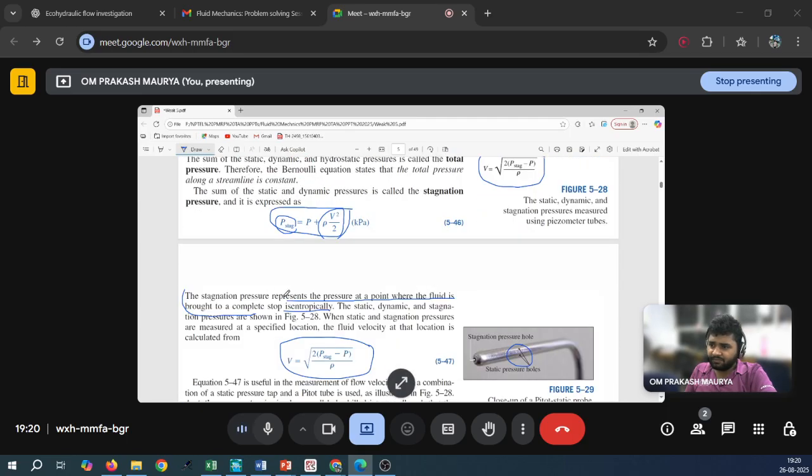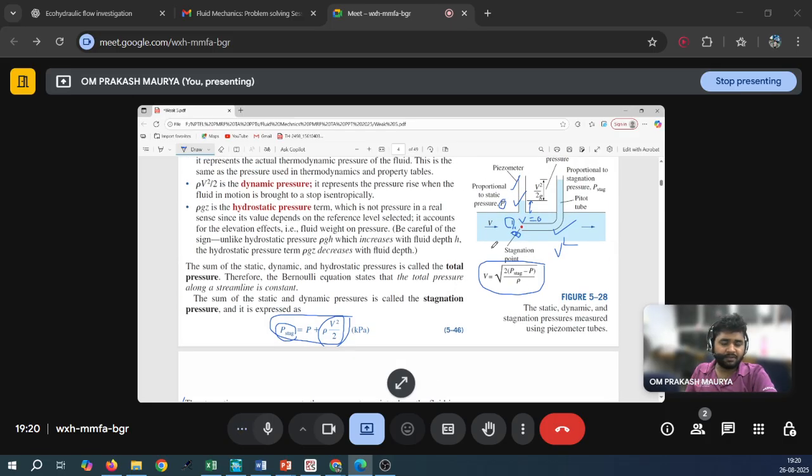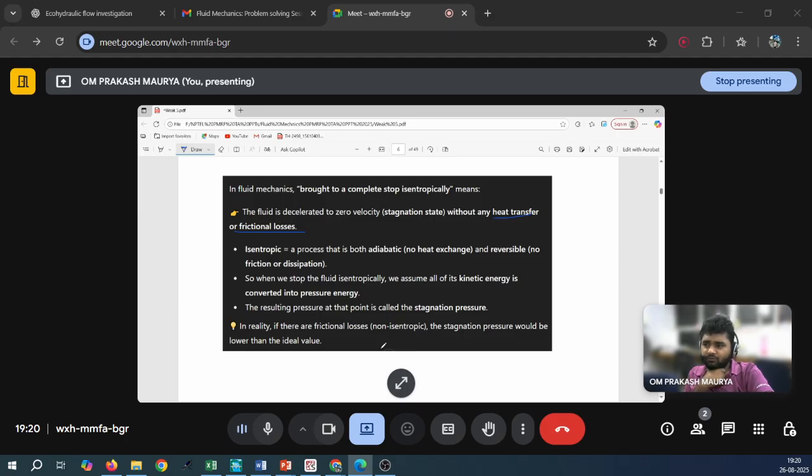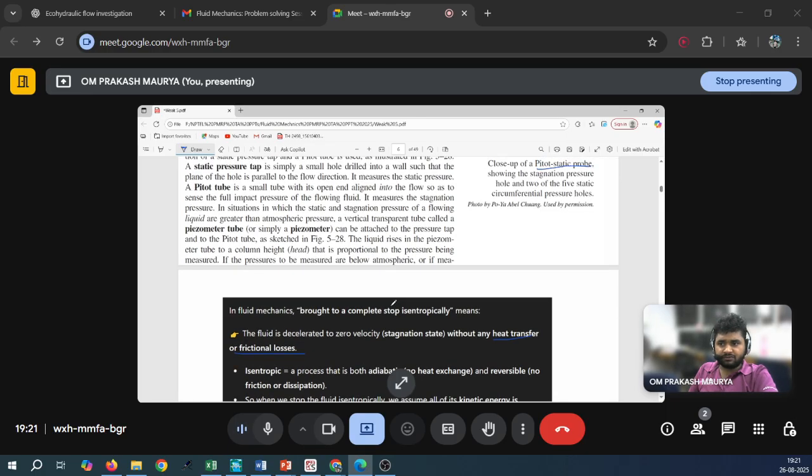So here the stagnation pressure represents the pressure at a point where the fluid is about to come to a complete stop isentropically, meaning there is no loss. If there is no loss, then what will happen? Whatever the kinetic energy is will completely convert into pressure energy, or stagnation pressure, you can say. This is because there is no loss.